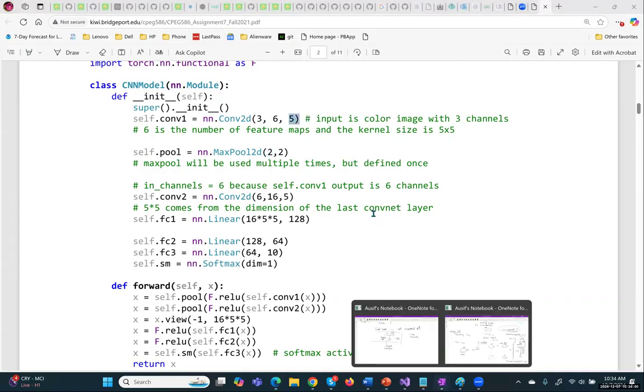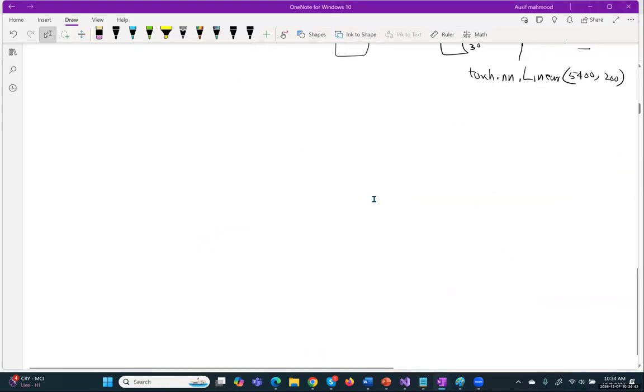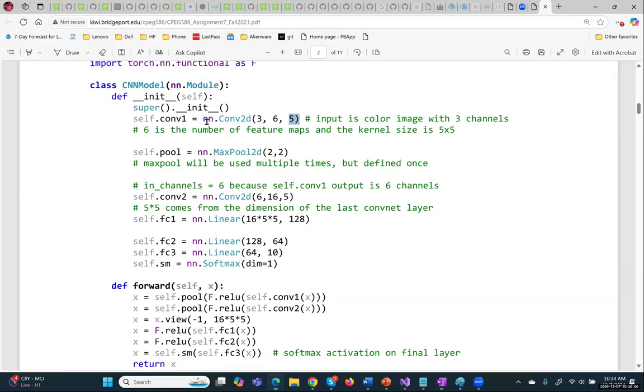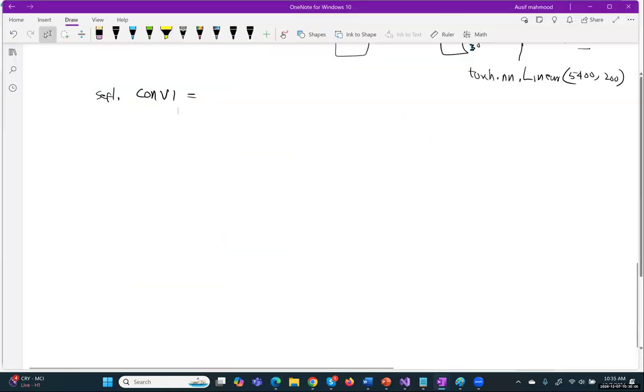So to give you one more example from the final exam point of view, let's say we declared the conv1, self.conv1. This will be torch.nn.Conv2d because we are doing a 2-dimensional convolution. Now there are 3 things we have to specify over here.